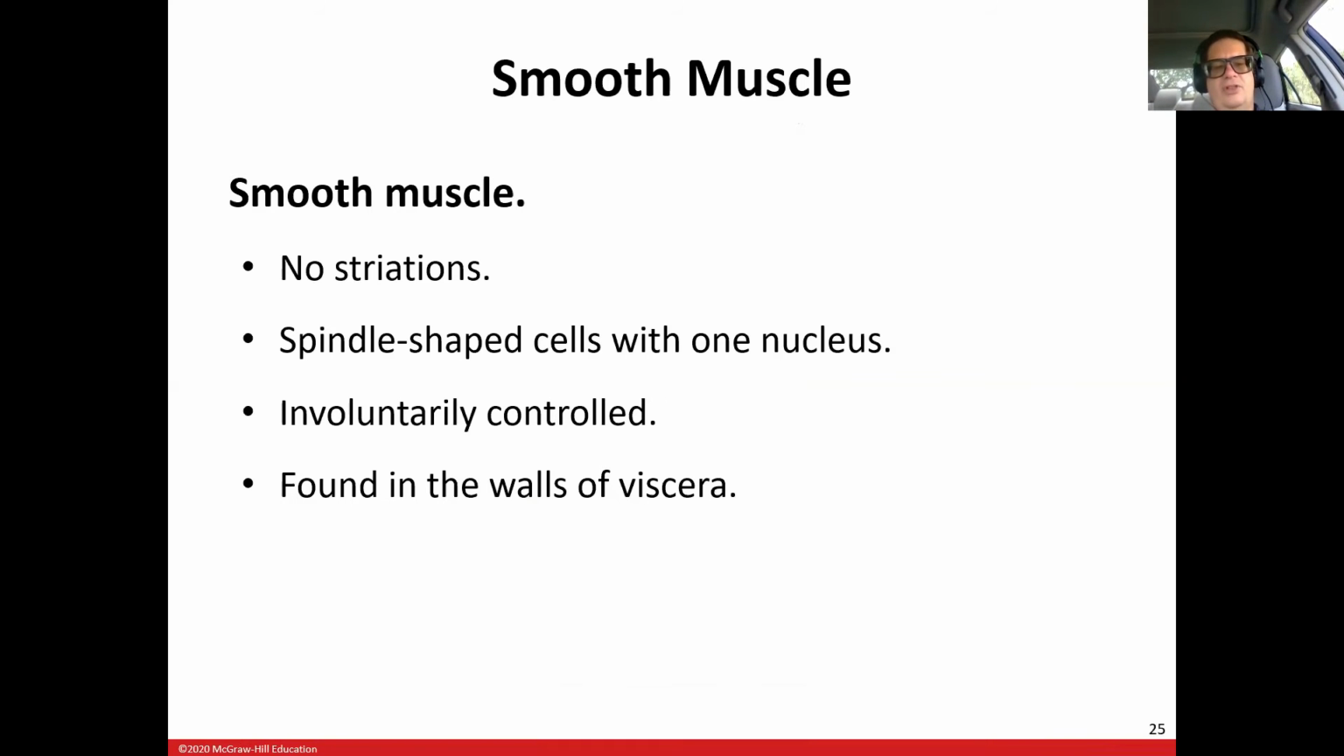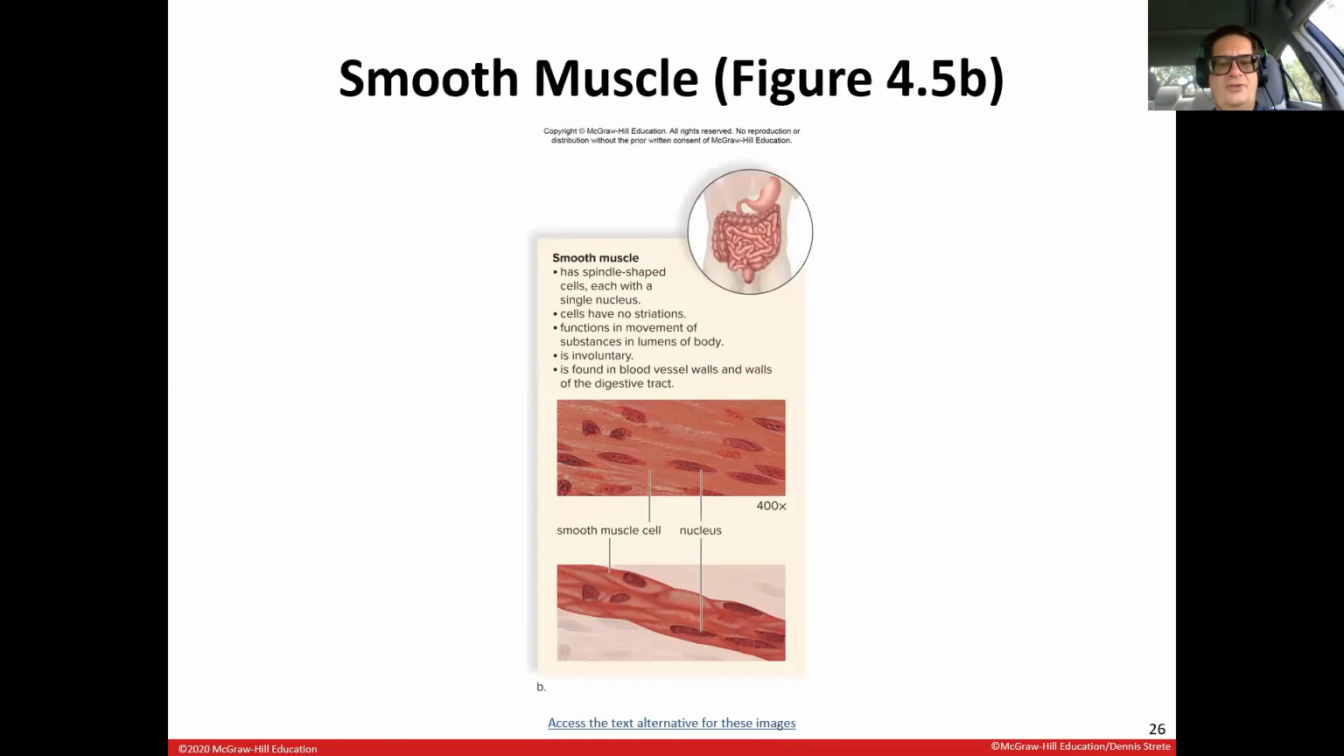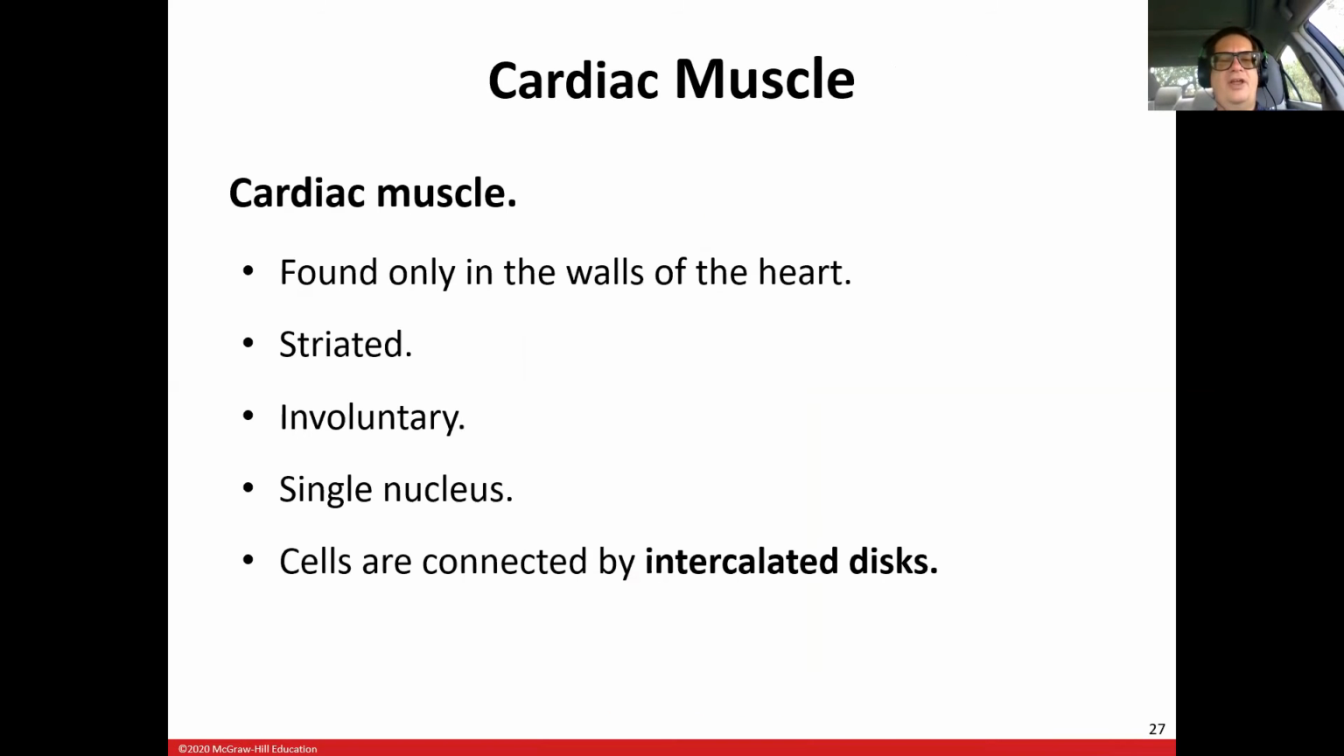Spindle-shaped cells with one nucleus instead of having lots of them. It's involuntary. Found in the walls of body organs, walls of blood vessels, obviously walls of the digestive system. So here we have a picture. It's not that it doesn't have all those fibers and all those microfilaments, but you can see it looks smooth because they're not all lined up exactly the same. So you don't get those nice clear stripes.